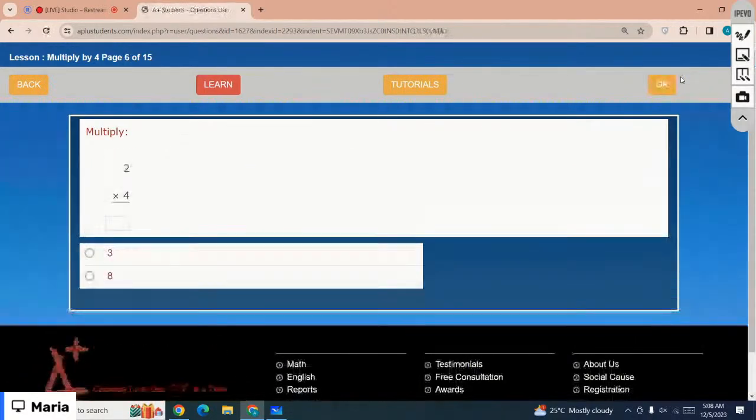Okay, the next one is multiply 2 times 4 equals, which is the correct option? 2 times 4 is, very good, the correct option is 8. 2 times 4 or 4 times 2, right? They both are exactly the same. So 2 times 4 equals 8. The correct option is 8.